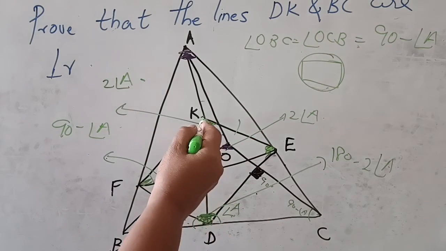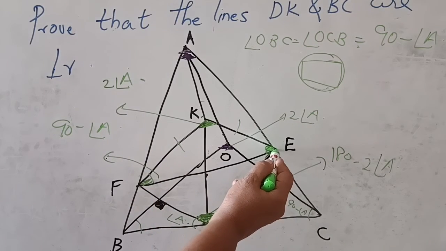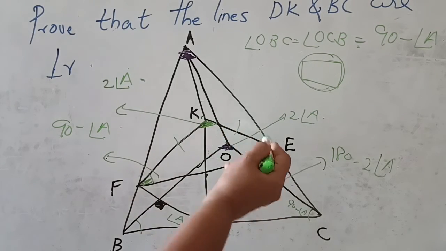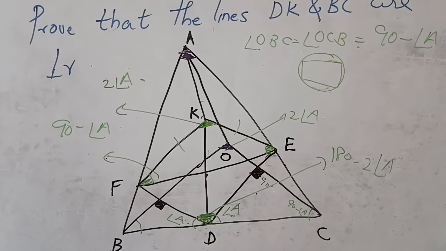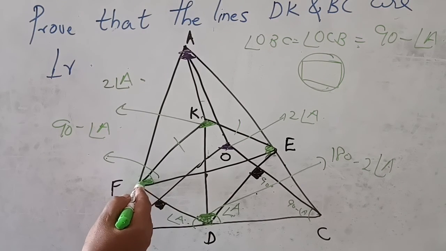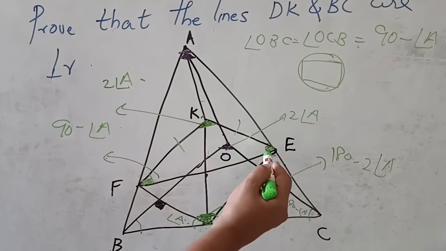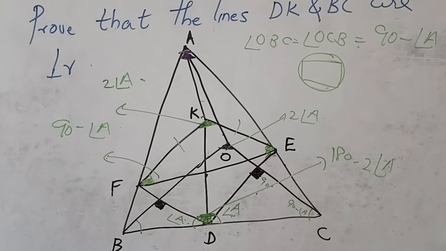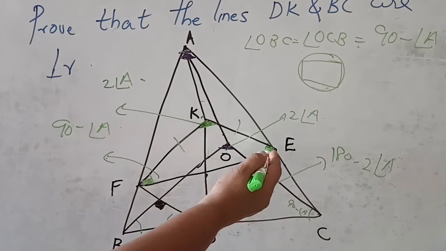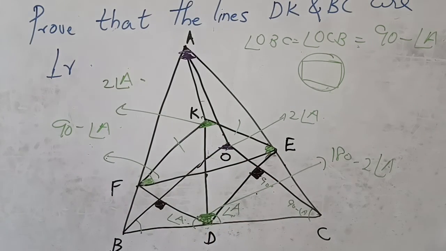Now you can see that KFE and KDE are angles in the same segment. So I can say that KDE is the same measure as KFE, which is equal to 90 minus A. So when I am adding the angles over here, 90 minus A plus A will give me 90 degrees. So I can say the lines DK and BC are perpendicular.